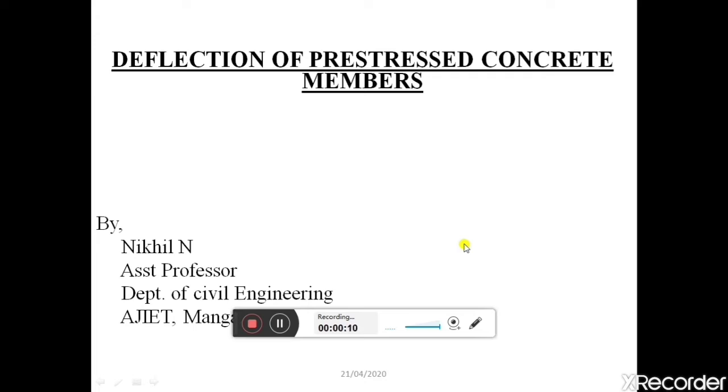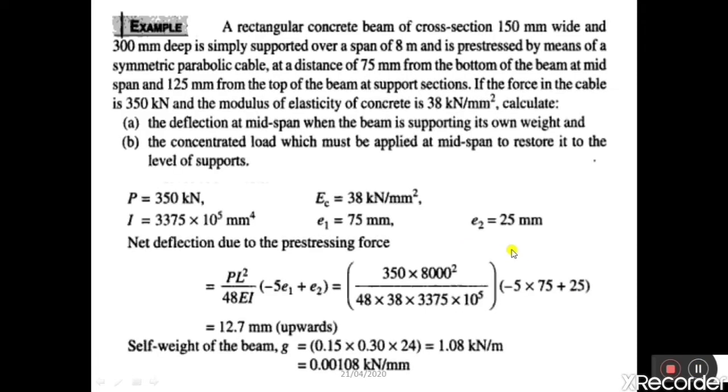In our previous session, we had discussed numericals on deflection of PSC members. In this session, we shall continue our discussion on numericals on deflection of prestressed concrete members. So let us consider the next example.